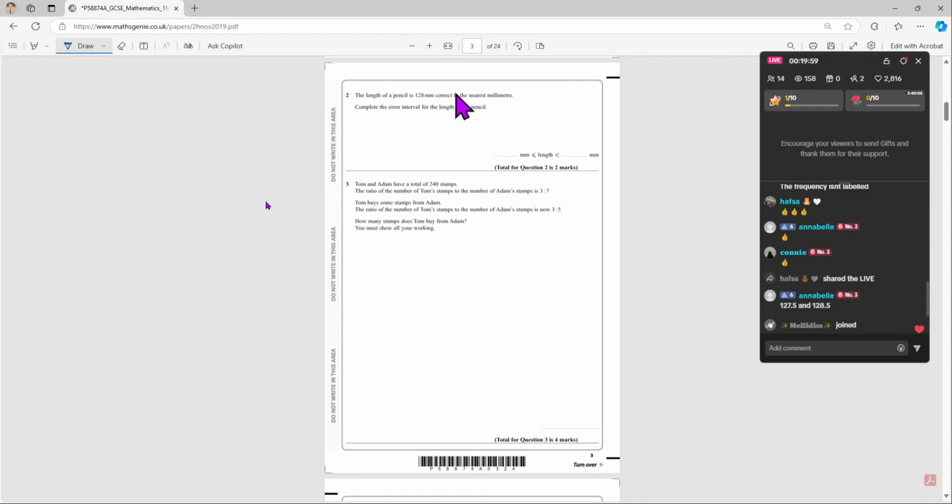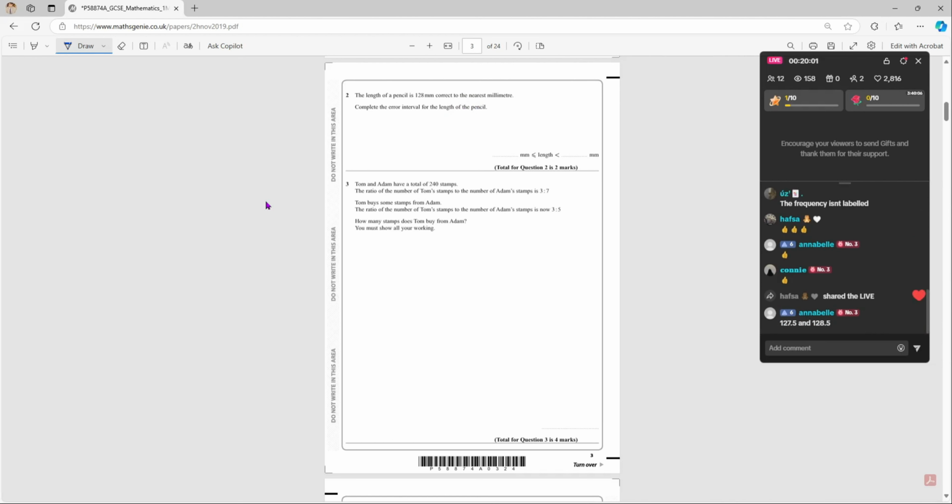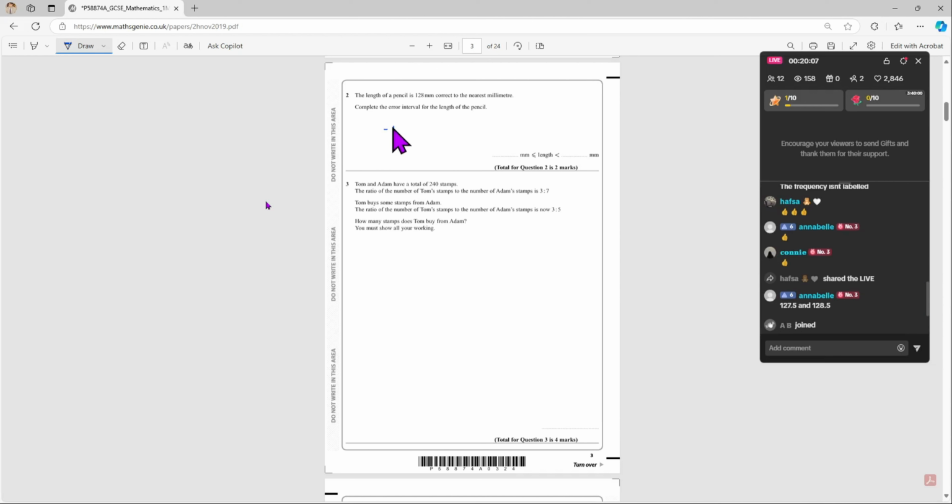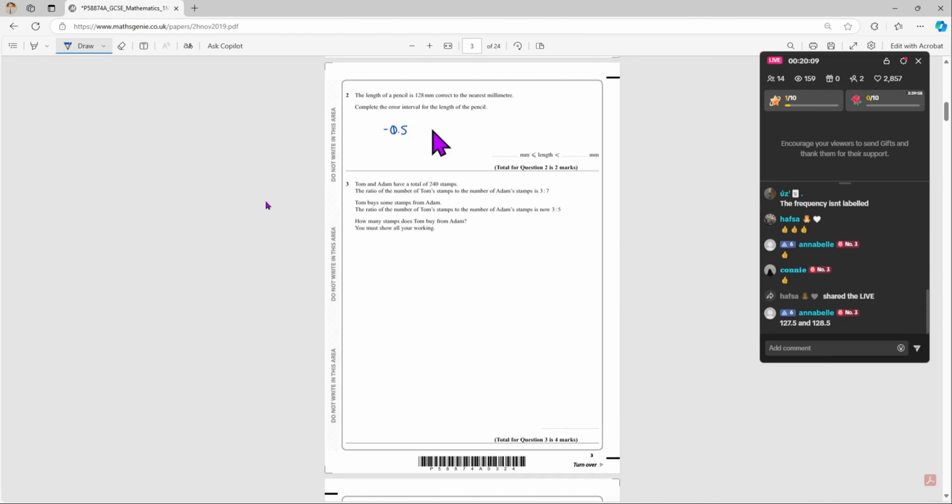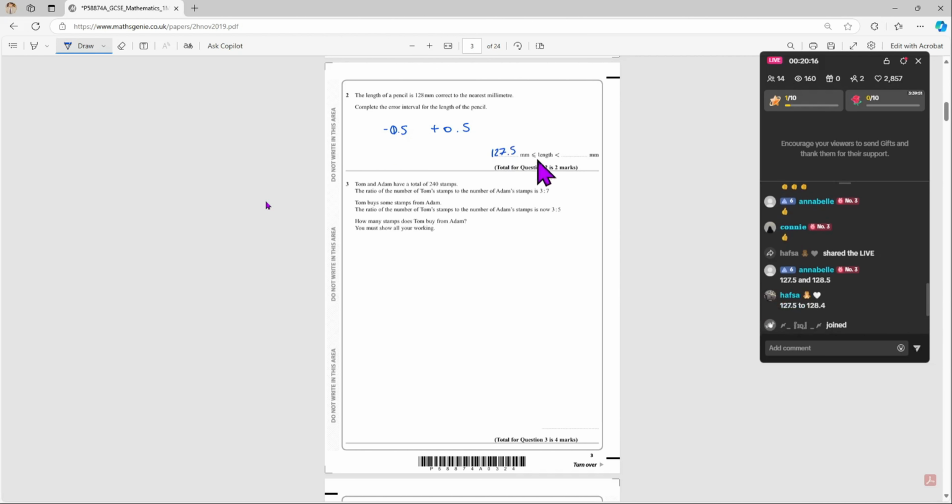So most of the time you have to subtract 0.5. If it's to the nearest millimeter, you minus 0.5 and then you add 0.5. So you're going to get 127.5 and then 128.5.